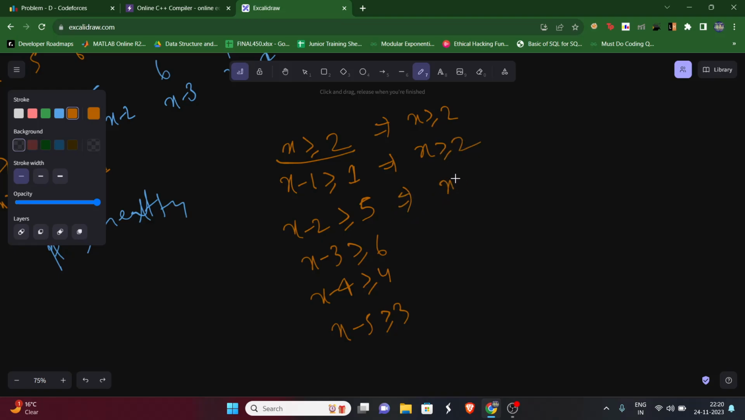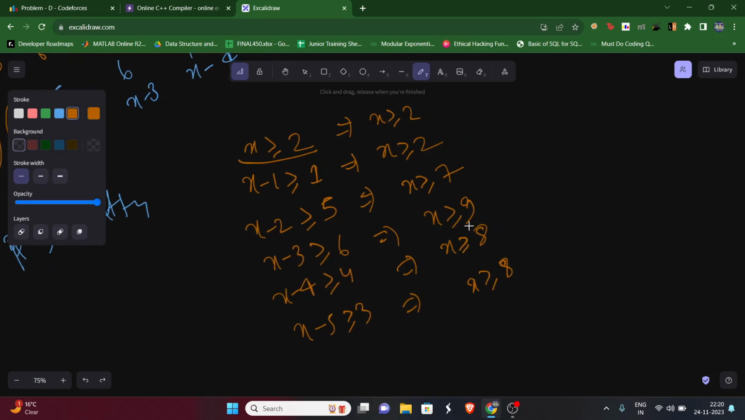From here it is coming that x should be greater than equal to 7. From here it is coming that x should be greater than equal to 9. From here it is coming that x should be greater than equal to 8, and here it is also coming that x should be greater than equal to 9.